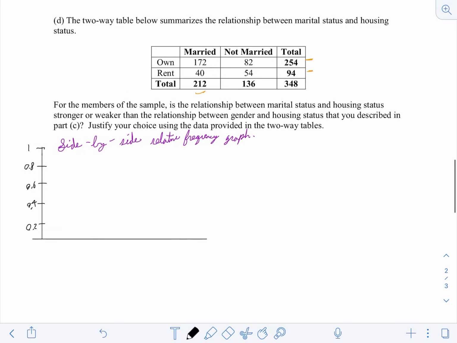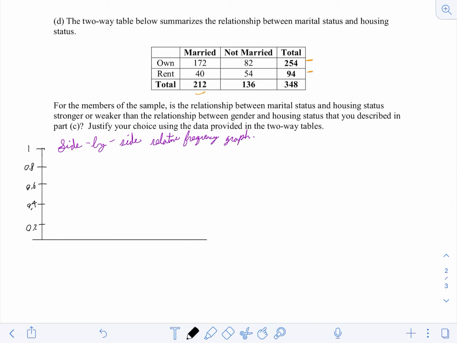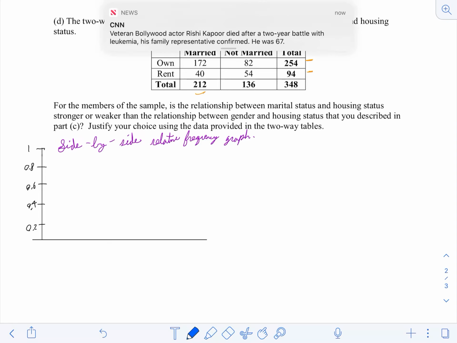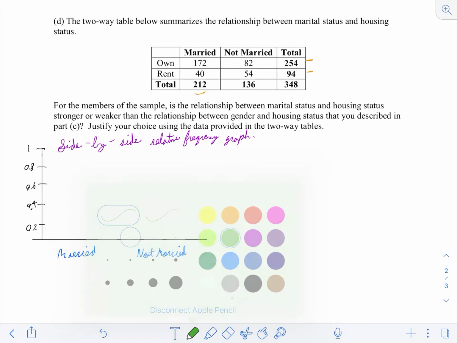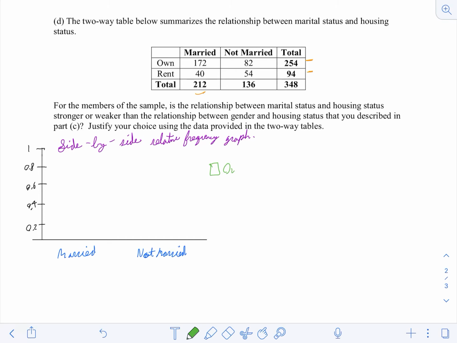Okay, and then we're going to split it up into categories, not the same two as above, but we're going to compare own to rent right next to each other. Married, and let me change that to blue. Married, and not married. So married versus not married, and of course we are going to have light green for own and purple for rent.